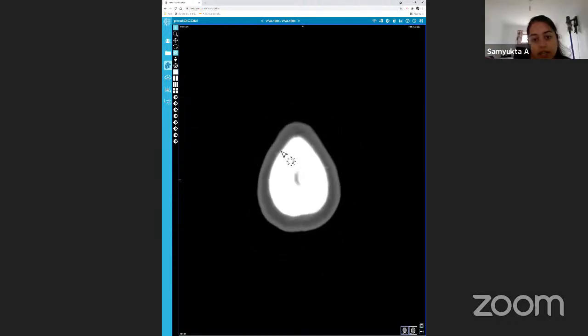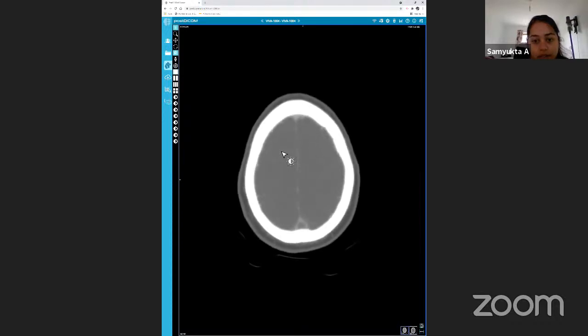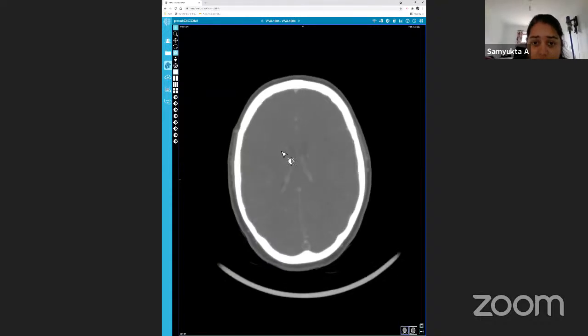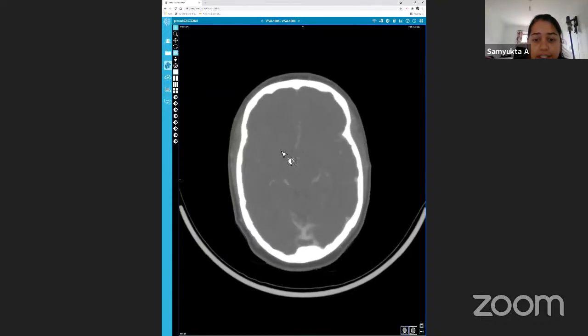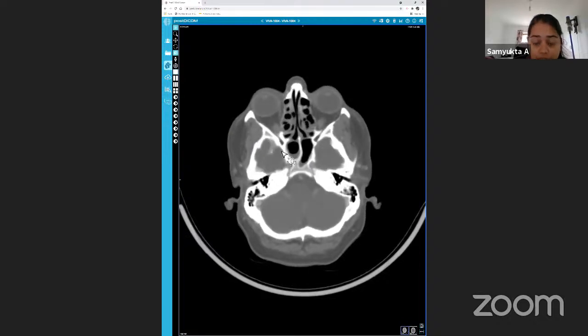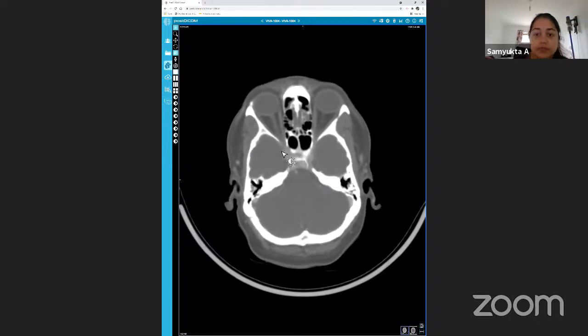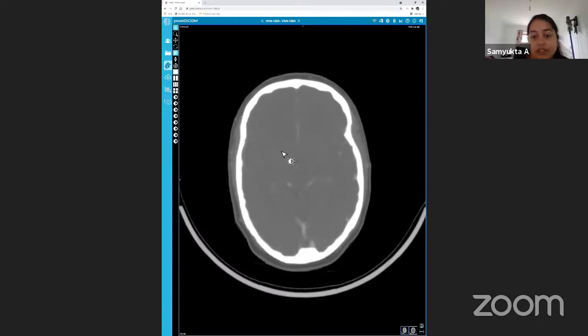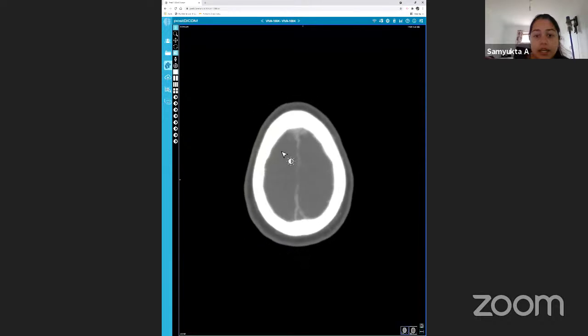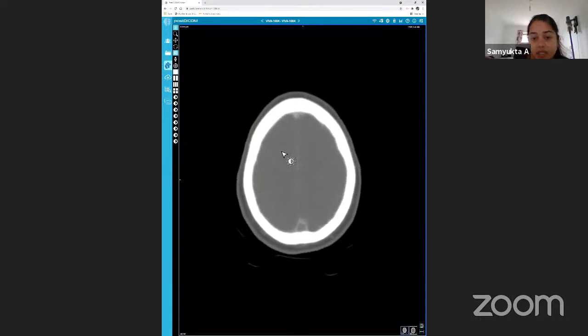So this is a contrast enhanced venographic phase CT. This confirms my finding because there is a filling defect in the inferior sagittal sinus. I was just looking at the other sinuses, the transverse sinus and superior sagittal sinus, and there aren't further clots, but this is pretty convincing.